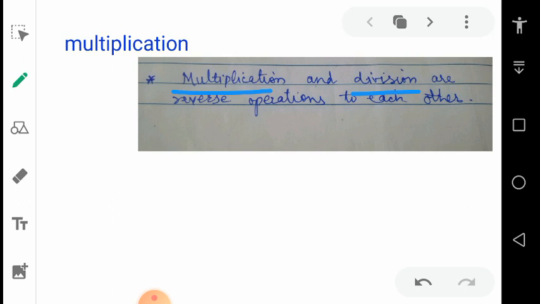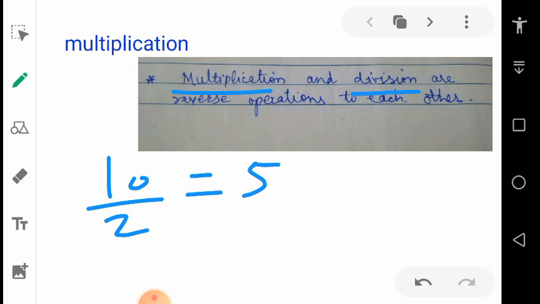Why is it so? For example, if I divide 10 by 2, this is the division and I will get 5. But in reverse order, if I multiply this 2 with 5, I get 10. So by dividing a number by another number, we get a smaller number, but if we multiply two numbers, we get almost the bigger number. Hence, both multiplication and division are reverse operations to each other.